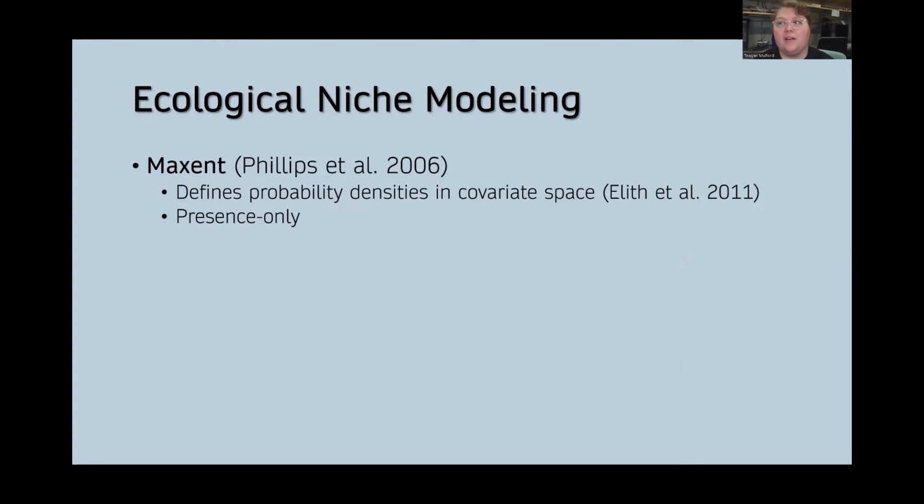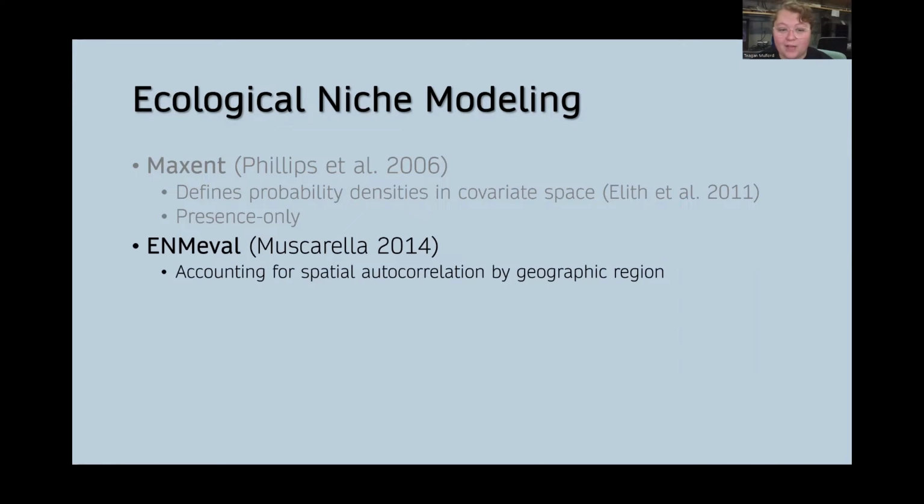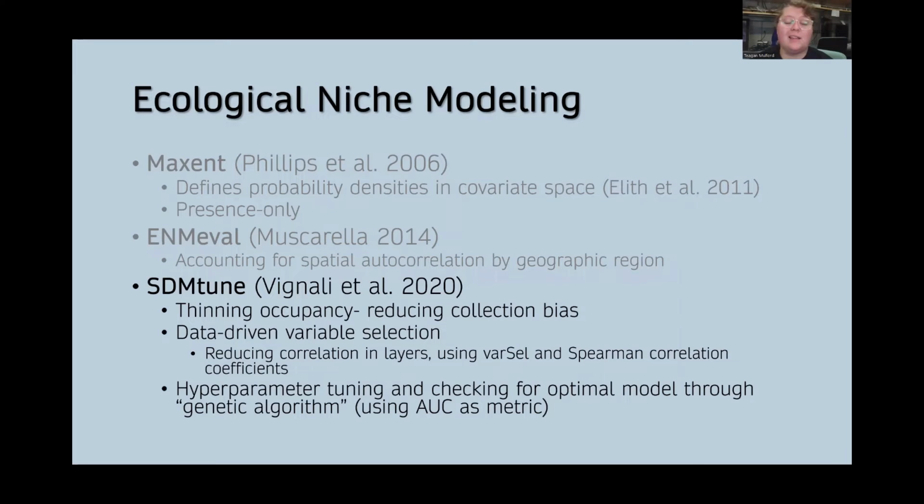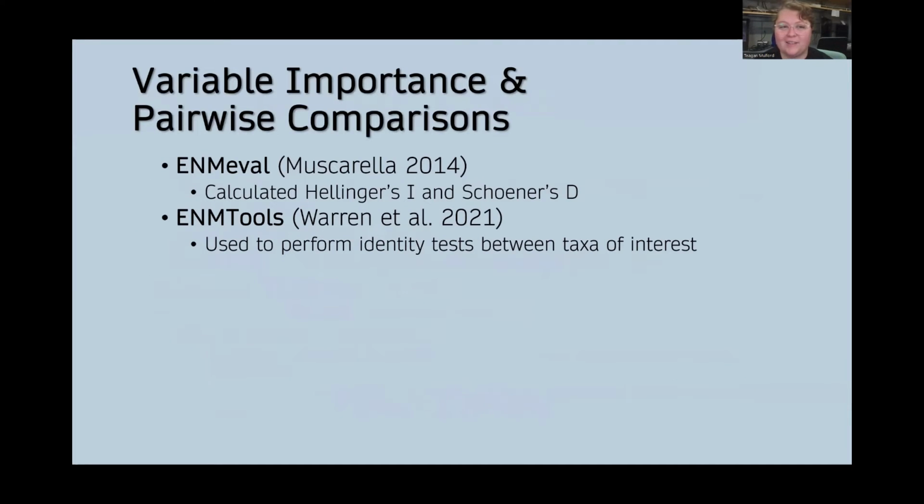And then also because of its robustness with other packages that could work with it, which, speaking of which, we also used ENMeval to account for spatial autocorrelation by geographic region to help account for some collection bias, then also SDMtune to further reduce collection bias, as well as to do some data-driven variable selection, and then also hyperparameter tuning and checking throughout the model space for an optimal model using AUC as a metric. And then once we had our models in hand, we were then able to use ENMeval and ENMTools to calculate some different metrics of niche overlap, as well as identity tests between taxa of interest.